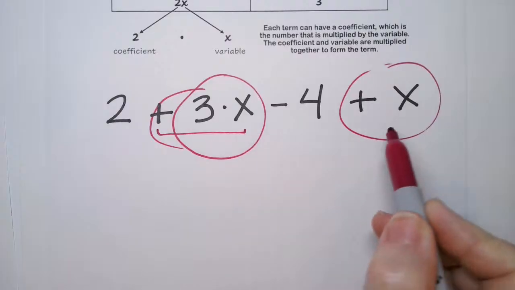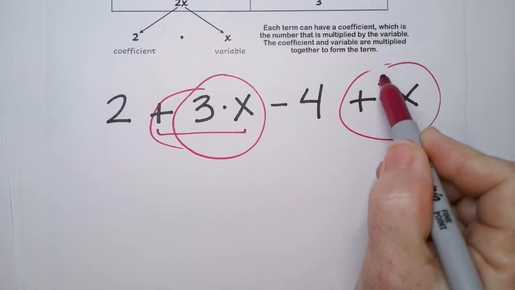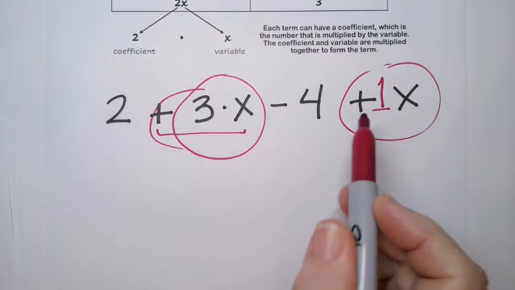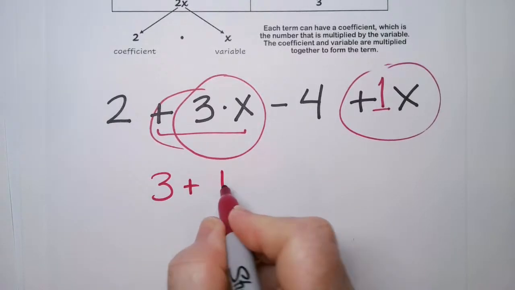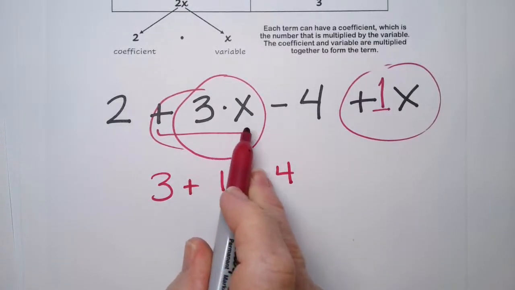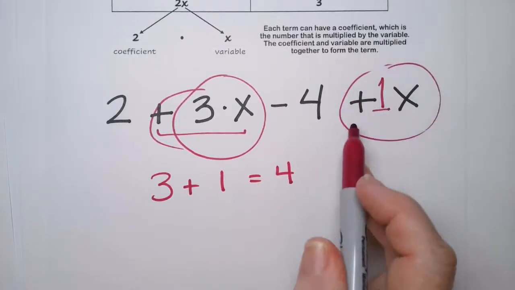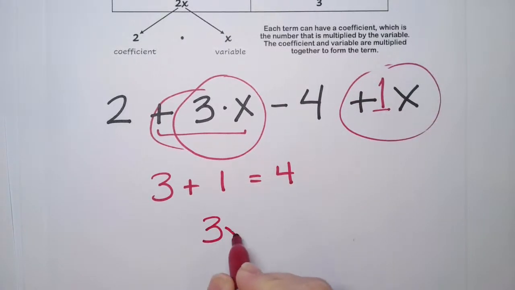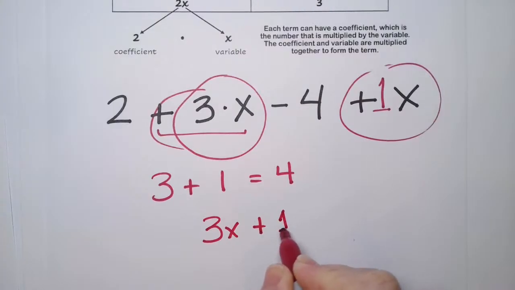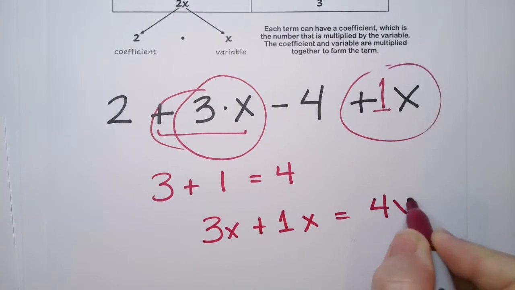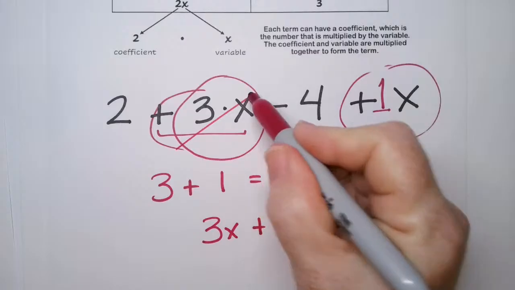So this is a plus 3. This doesn't have anything in front of it, so we call that a 1. 3 plus 1 is 4. So adding this term and this term together gives me 3x plus 1x, which is 4x. Okay, so I took those out.